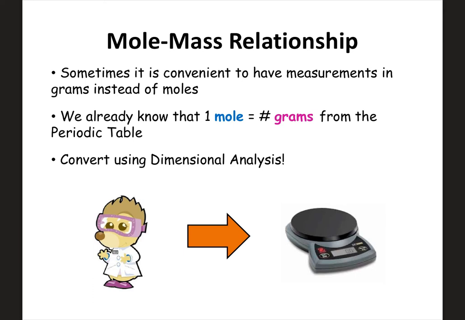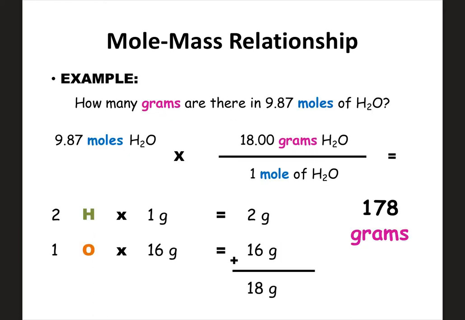So now you can use this conversion in your dimensional analysis problems. If you need to be in grams, we now know that 1 mole equals a certain number of grams for the element or for the compound. So now we can start to do problems including this conversion. We are going to jump right in and do an example here. Notice I solved the whole thing for you. I'll walk you through it so you can see it all, and then we'll go in and actually do some problems together. So the first problem says, how many grams are there in 9.87 moles of H2O?